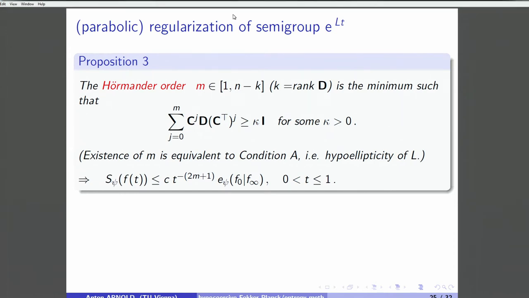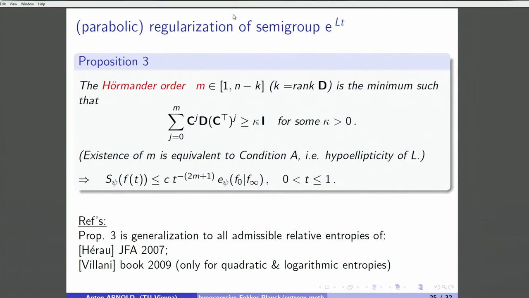Once you have fixed this index, then you have this regularization result that tells you, start initially just with a finite relative entropy, and then instantaneously with this inverse power law, you even get finite modified Fisher information. Think of this regularization inequality as a regularization from some weighted L2 space into some weighted H1 space. I should say this regularization goes back to work of Hérau. In the book of Cédric Villani, it was worked out for the quadratic and the logarithmic entropies. And here we have it for all entropies in between, using a similar spirit of proof.